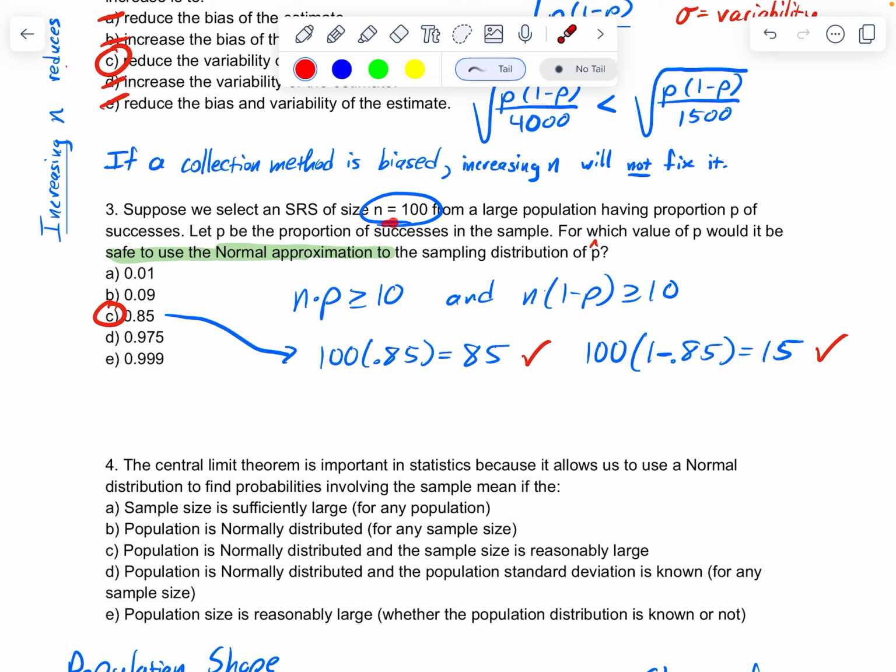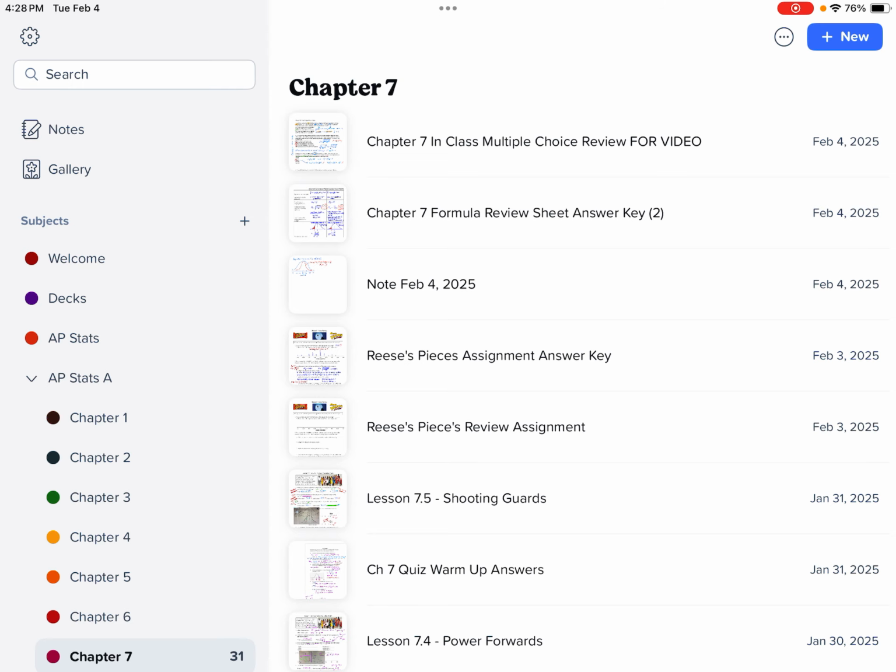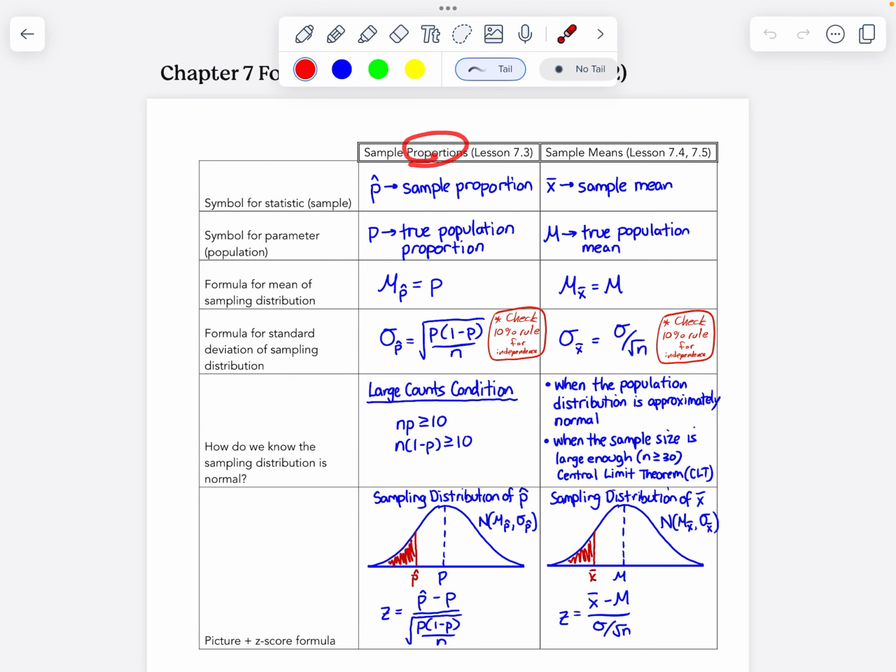Number 3. My sample size is 100. It's a proportion. Okay, I'm scanning for those important things. For what value of P is it safe to use the normal approximation? So, cheat sheet, it's a proportion. How do I know it's normal? Ding, ding, ding, ding. This box right here.